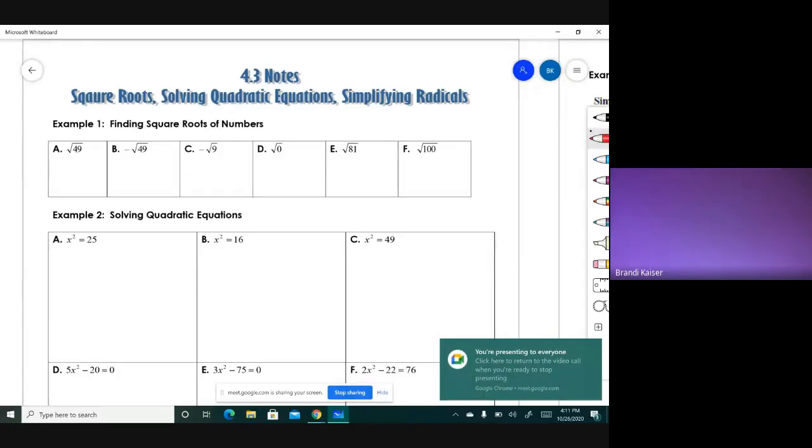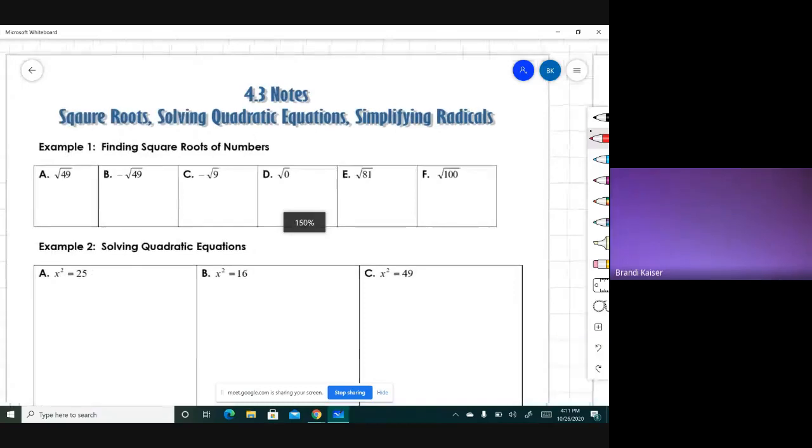Hey everyone, this is the video for notes 4.3. So this set of notes, we're talking about square roots and how to use those to solve quadratic equations. We'll also wrap up with simplifying radicals.